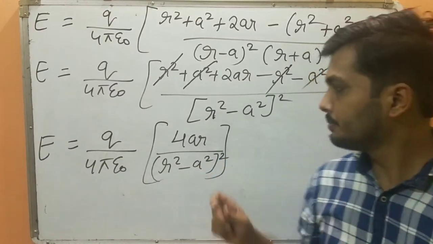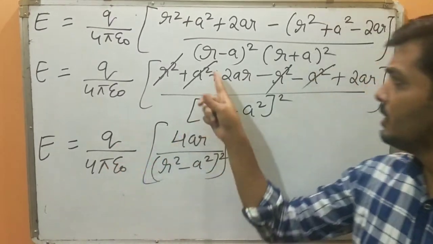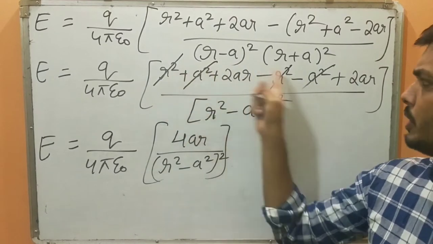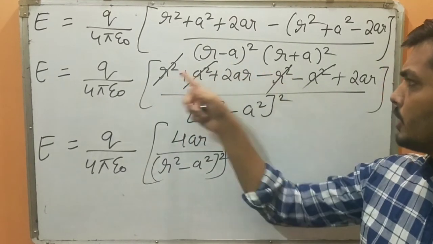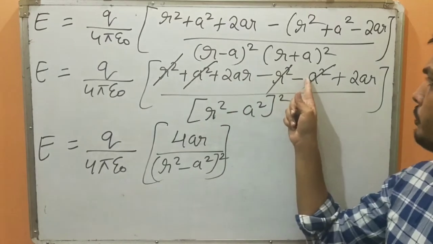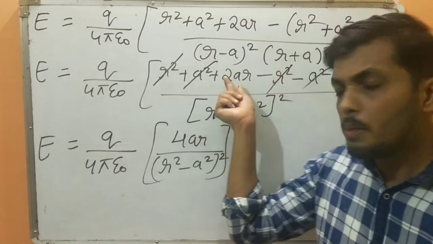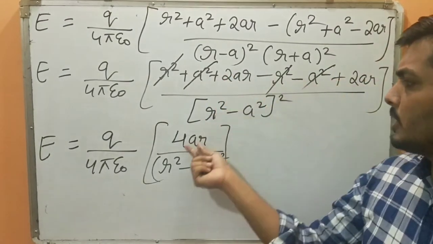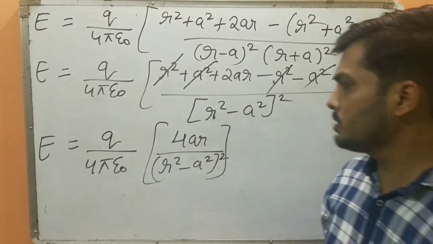See students, are you understanding what I have done? I just eradicated these terms which were equal and opposite, r square plus r square with minus r square plus a square with minus a square. So I am left with what? Plus 2ar and plus 2ar, that is 4ar. 2 plus 2 is 4.